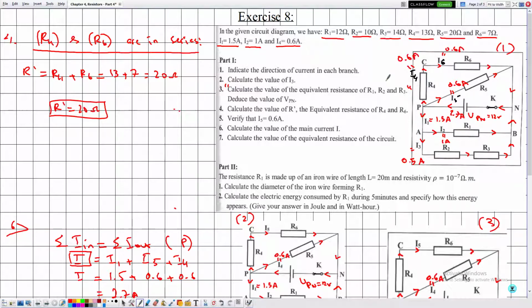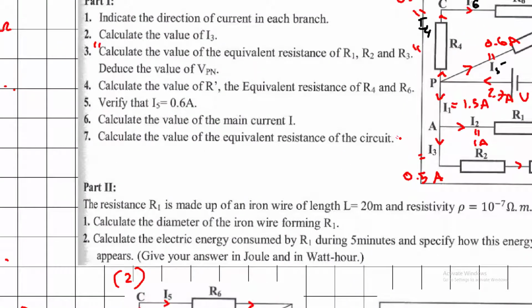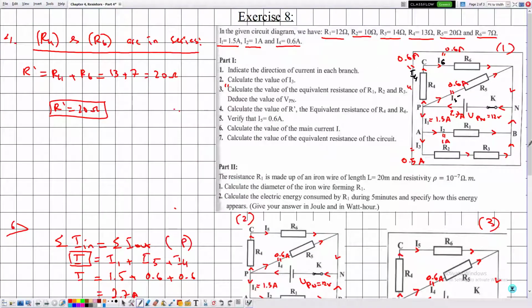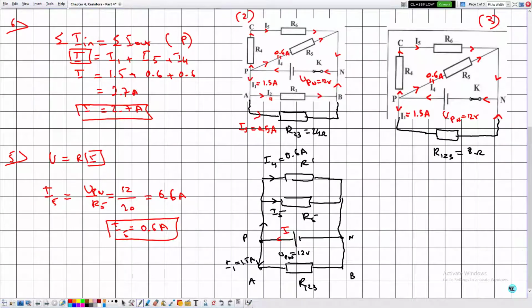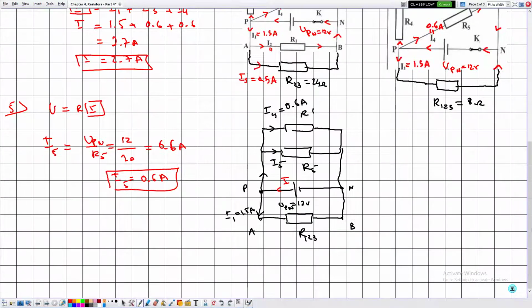Okay? So now no need for these circuits anymore, because we have determined everything in the circuit. We have determined the currents, and we know the resistance. We can determine the voltages, for example. Now in number 7, finally they are telling me to calculate the value of the equivalent resistance of the circuit. So we will refer to the final circuit we have done. So this is 4.